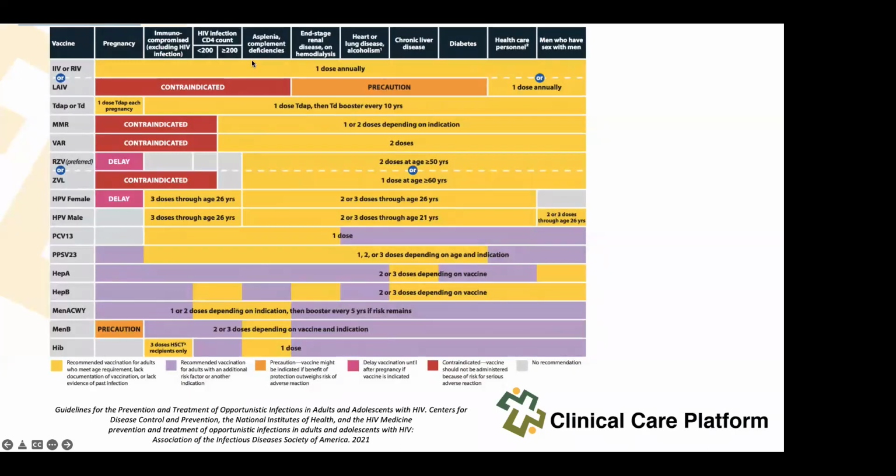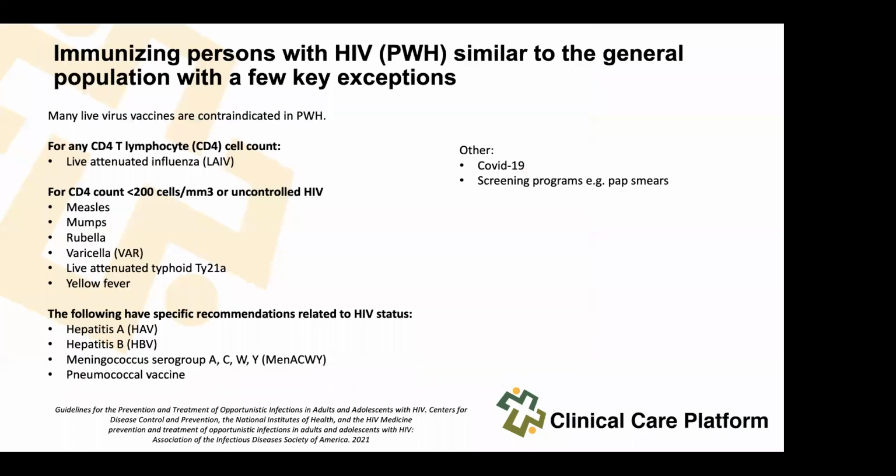So it is very important to know that in addition to the use of Bactrim, INH, cotrimoxazole, and fluconazole, there are vaccines, especially your pneumococcal vaccines, which can really benefit our patients. Your COVID vaccine as well, and pap smears and other things which we can give our patients.